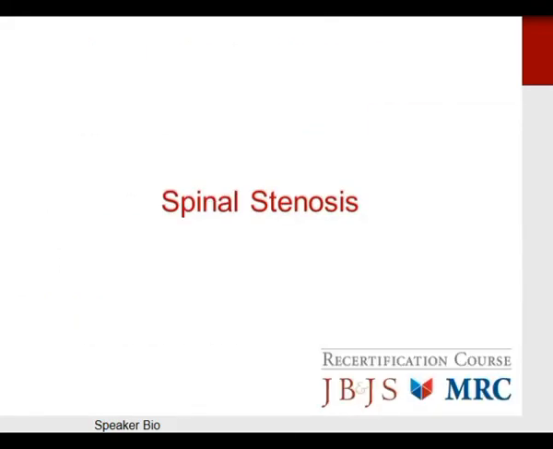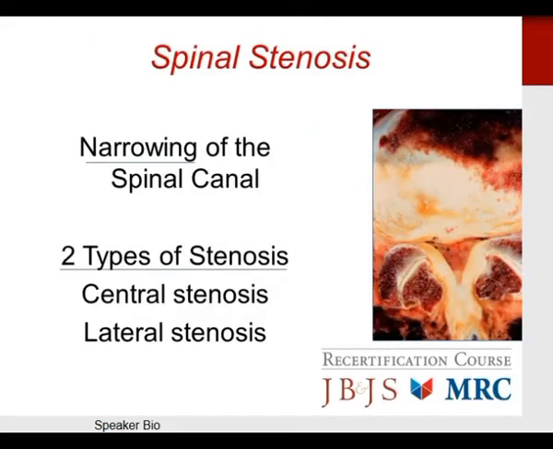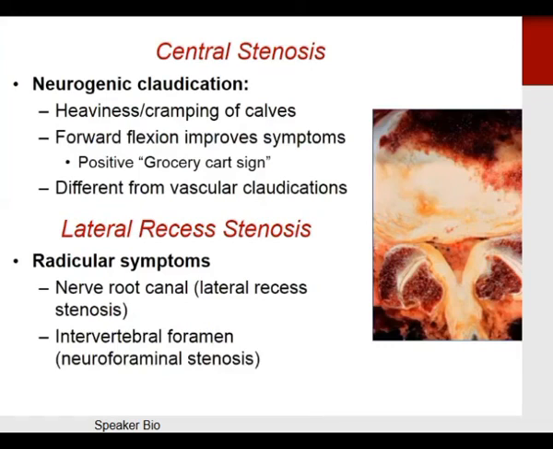With spinal stenosis, that's narrowing of the spinal canal, there are 2 different major types of stenosis. There's central stenosis and lateral recess stenosis. Central stenosis typically presents with neurogenic claudication. This is the classic presentation of heaviness or cramping in the calves. Patients prefer a forward flexed posture. This opens up the canal.